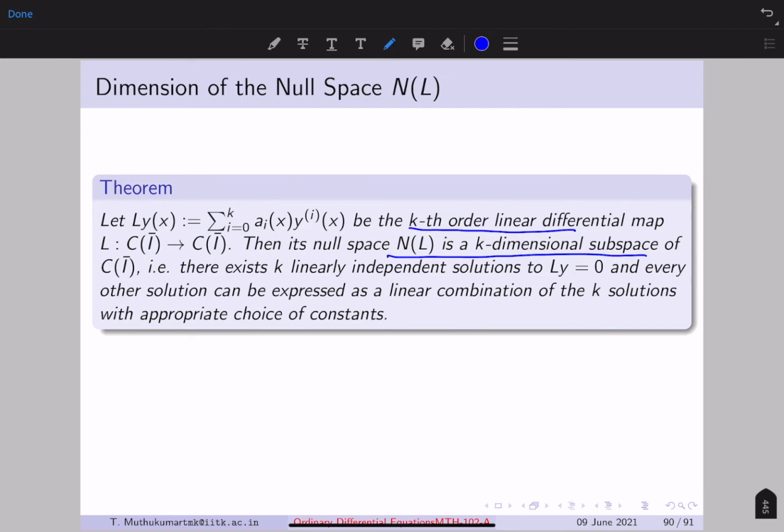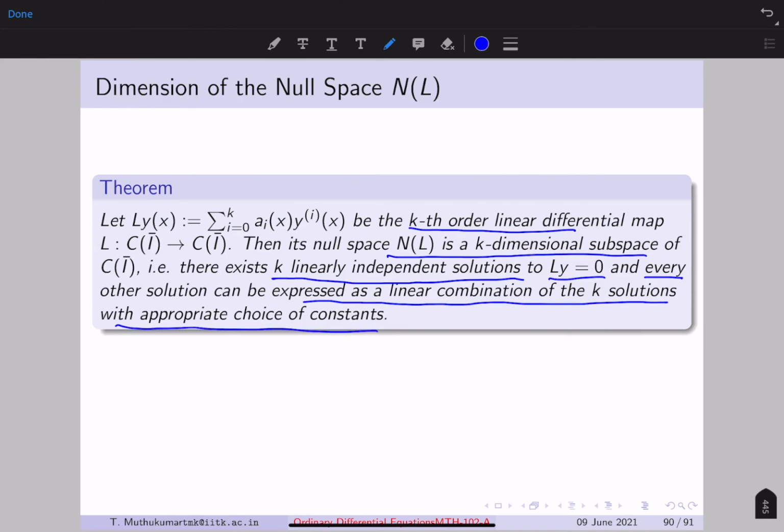And you know the definition of a dimension, right? When you say k dimension, what does it mean? You have k linearly independent solutions in the null space, which means every other solution of Ly equal to 0 can be expressed as a linear combination of k elements, right? That's what dimension means.